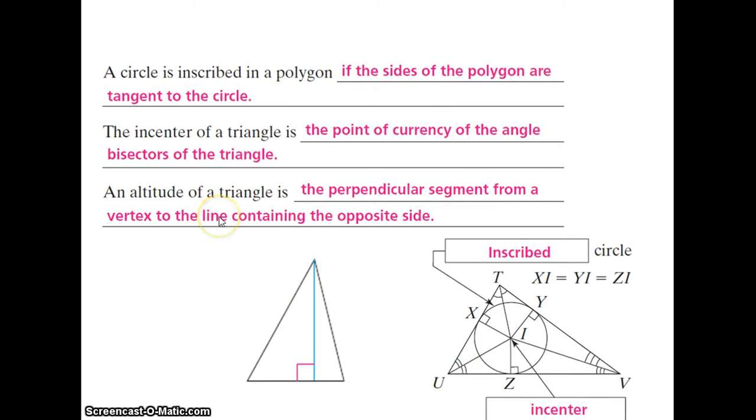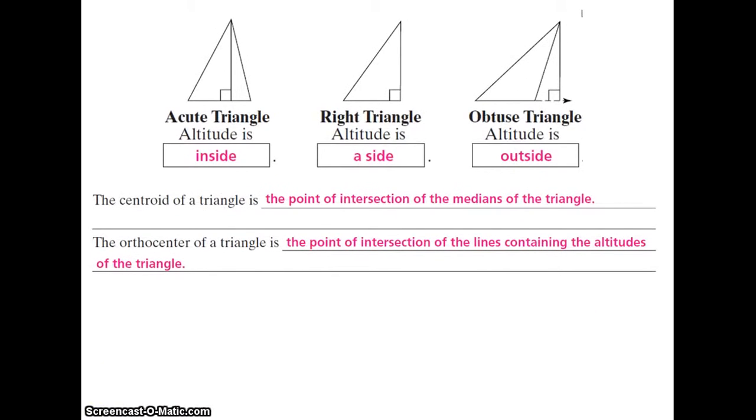The altitude of a triangle is the perpendicular segment from a vertex to the line containing the opposite side. So it has to be a right angle going directly up to one of the vertices. A little bit more about altitudes. They can be in three different places depending on the type of triangle. If it's an acute triangle, the altitude will be inside of the triangle. If it's a right triangle, it can be one of the legs on the side. If it's an obtuse triangle, the altitude will be outside. The point is, it has to be a right angle up to the vertex.